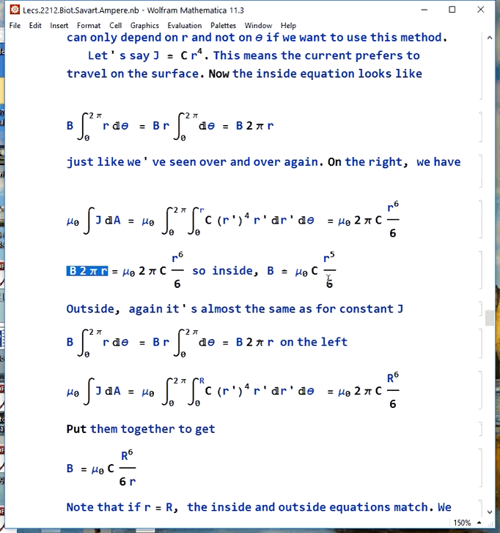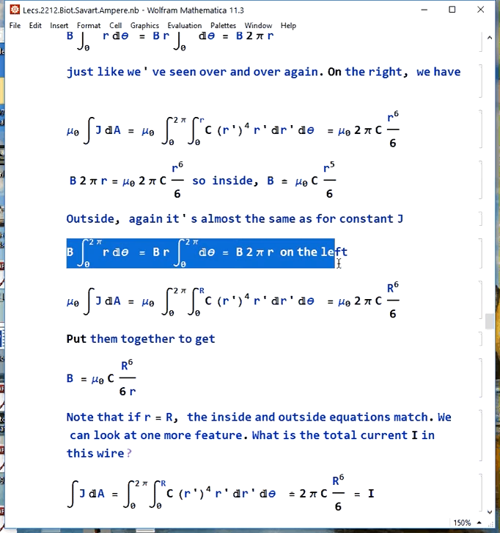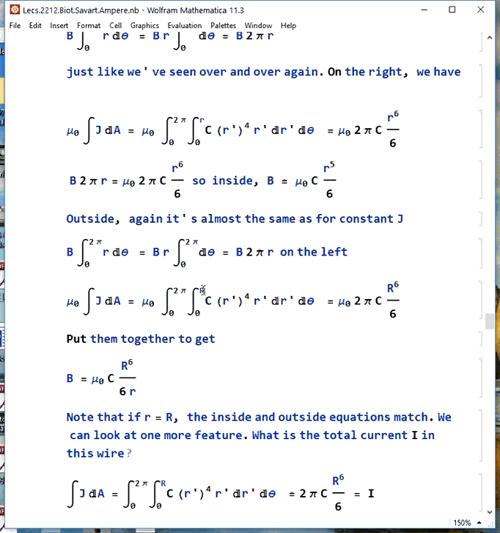Any polynomial would be just as easy. It would just look different. We do it outside and it's almost the same as we got for the constant J. Everything's the same on the left. On the right, we integrate to big R instead of little r, and we get mu naught 2 pi C big R to the 6th over 6. We put that together with the left, and we get this solution. Again, if little r equals big R, they match.